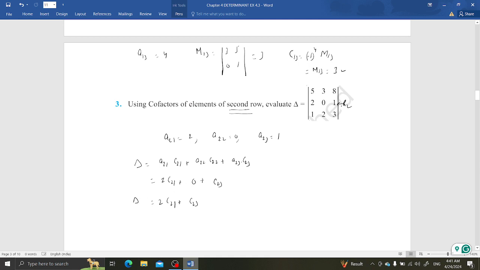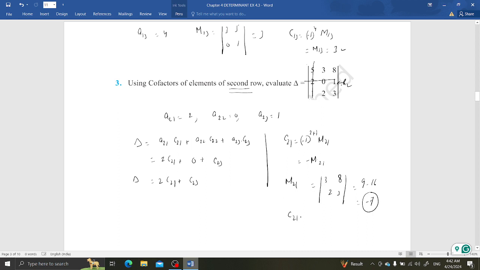Now we need to find the value of C21. What is C21 here? C21 is (-1)^(2+1) M21, so it will be minus M21. Now what is M21? M21 is actually, remove the second row and first column, we are left with 3, 8, 2 and 3, so 9 minus 16 we are getting here, minus 7. So the C21 is 7 we get.